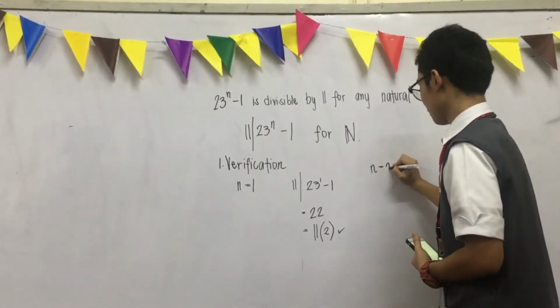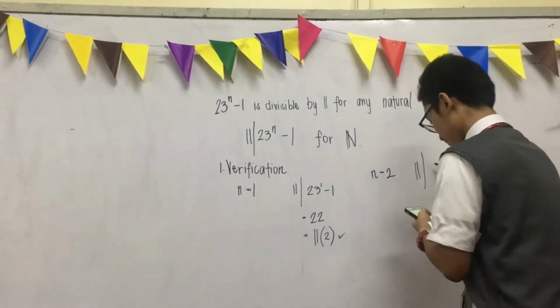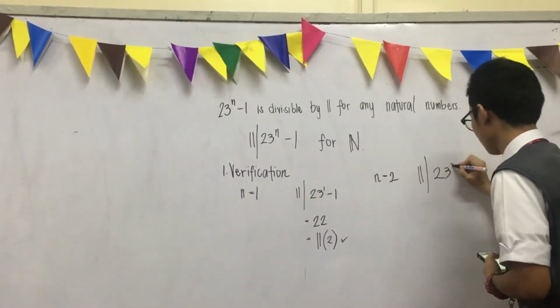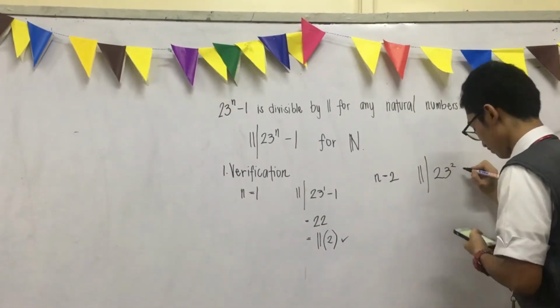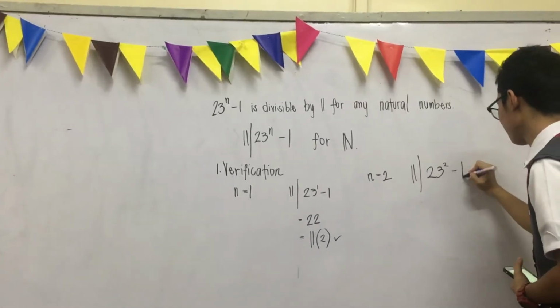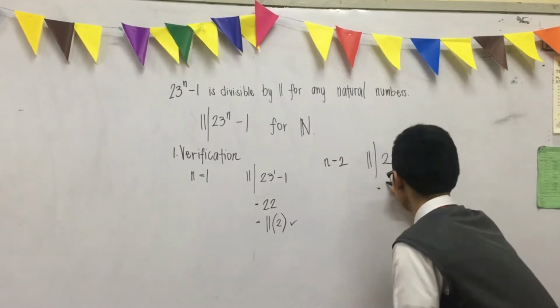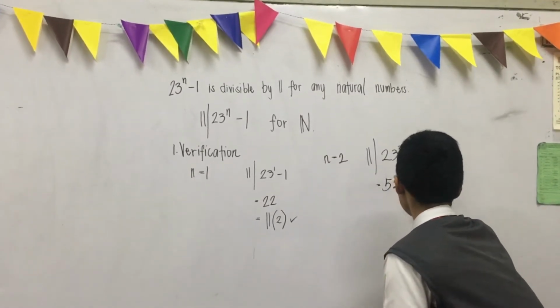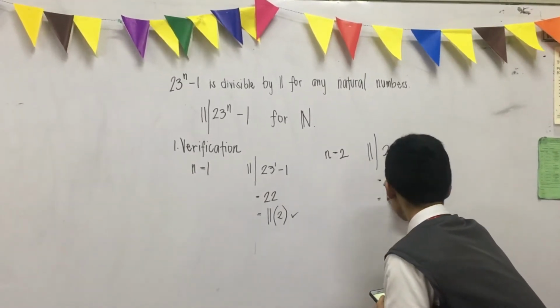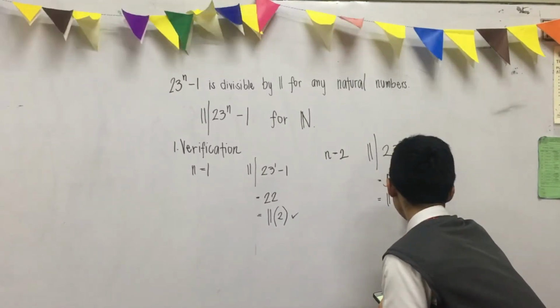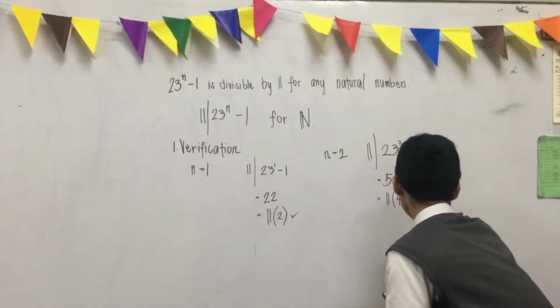Next, we use n is equal to 2. 23 squared is equal to 529, and 529 minus 1 is equal to 528. 11 times 48 is 528. We can also see that 528 is divisible by 11, so it is correct.